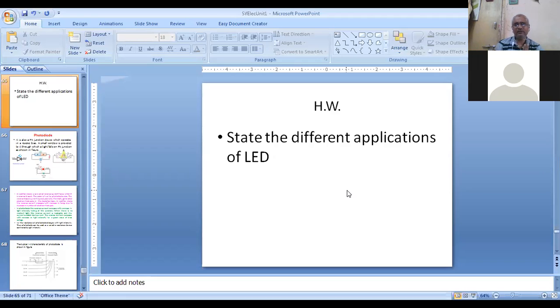So there are tremendous applications. You will have to only think over it. I have listed some applications here. These light emitting diodes are used in communication also. So again, write these applications in short. And the students who have not submitted the homework, please submit the homework in time. Within 2 days, all should submit the homework on different applications of light emitting diode.